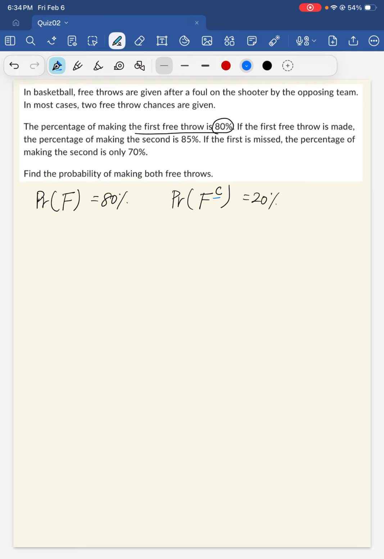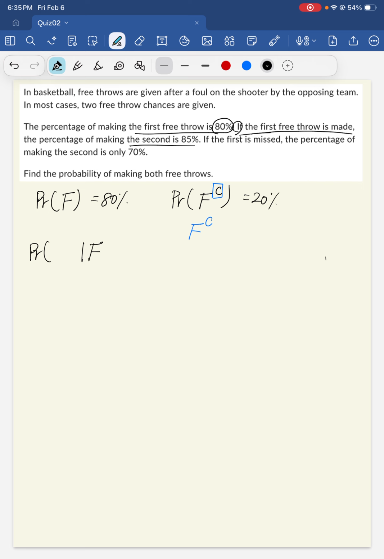Remember, it is complement notation, right? So the first free throw is not made, okay? That's the notation I'm using here. And then, depending on the result of the first free throw, the probability of the second free throw will be different. If you make the first free throw, the second one is 85%.